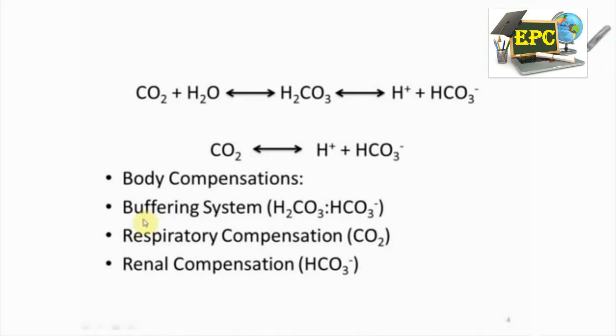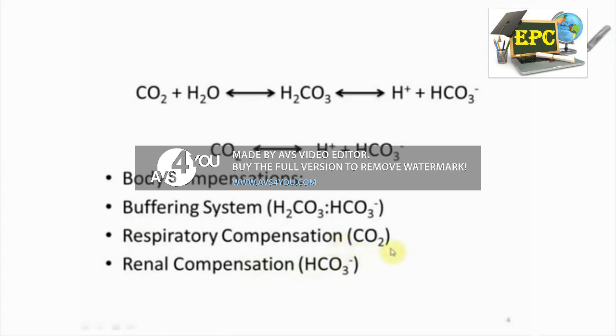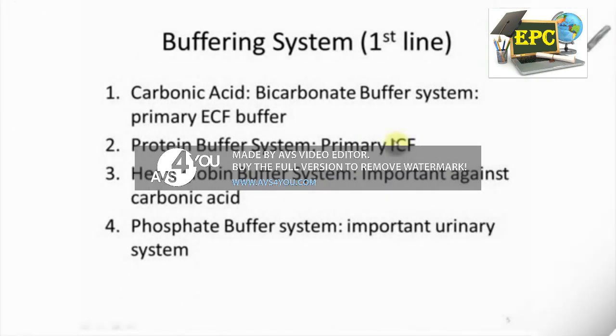Okay? The other body mechanism for compensation is respiratory compensation, and it works by affecting the carbon dioxide in our body. We'll come to that later. And of course, the last compensation mechanism is renal compensation, which works on the bicarbonate in our body. Now, the buffering system is the first line of defense. So we have the carbonic acid and bicarbonate buffering system, as we just explained. It's the primary extracellular fluid buffering system. The protein buffering system is the primary intracellular fluid buffering system.